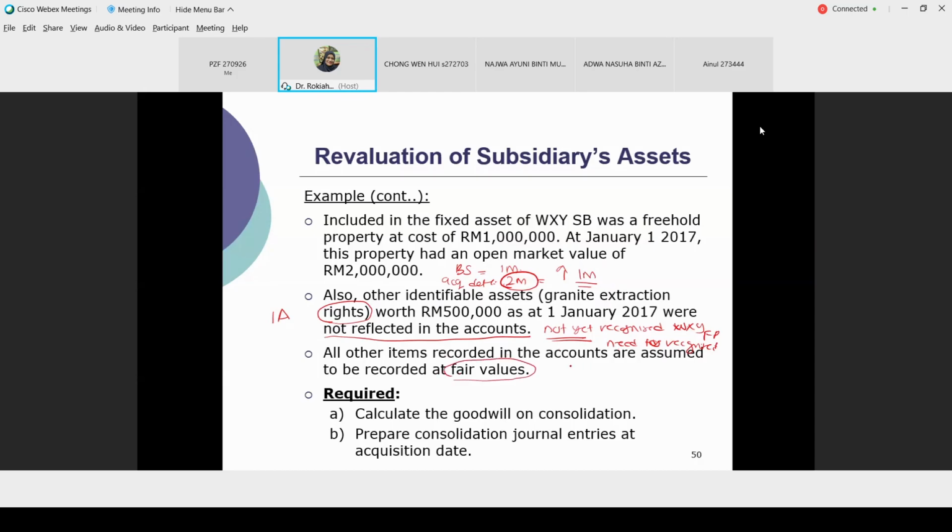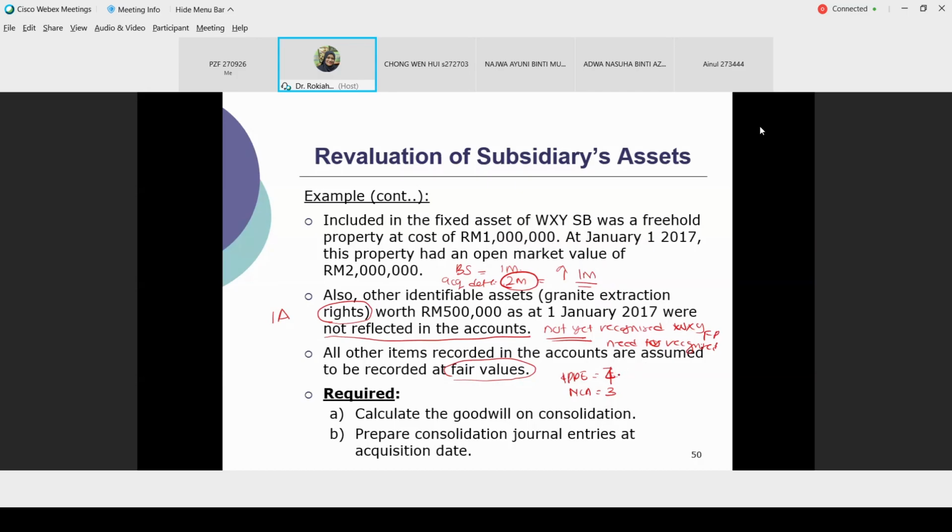Other items recorded in the account are assumed to be recorded at fair value. If you look at the statement of financial position of the company, we have PPE at 4 million, and the other non-current assets at 3 million. That PPE of 4 million is the book value.